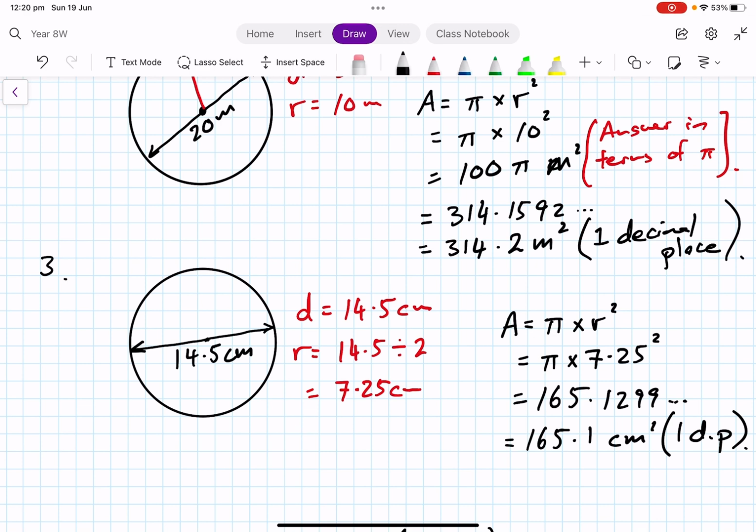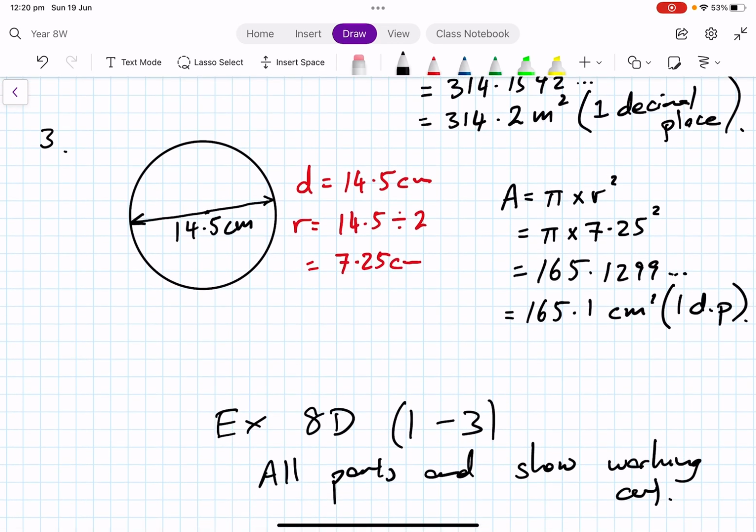So let's go have a look, work through these examples, and have a go at the exercise questions 1 to 3 of exercise 8D. Please show working out, write it out in full. Don't just write the answers.